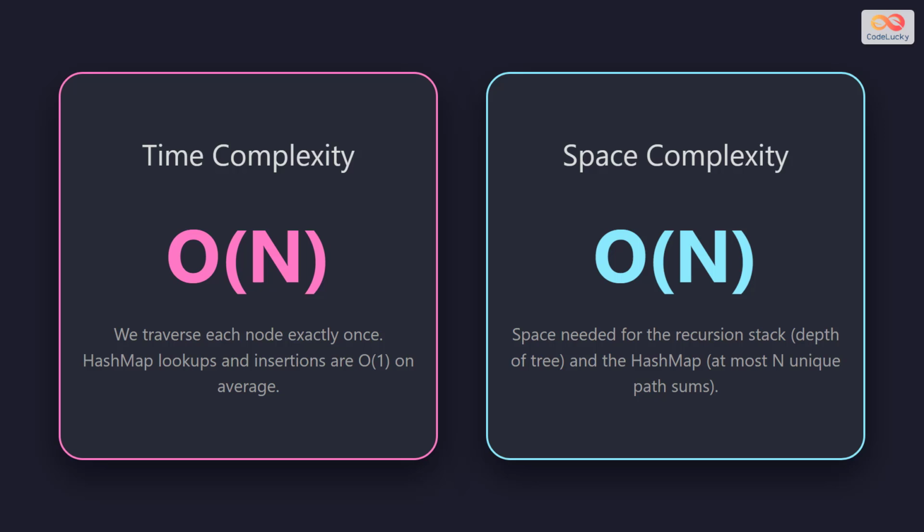This optimized approach visits every node exactly once, giving us a linear time complexity of O(n). The space complexity is also O(n) due to the recursion stack and the hash map storage.